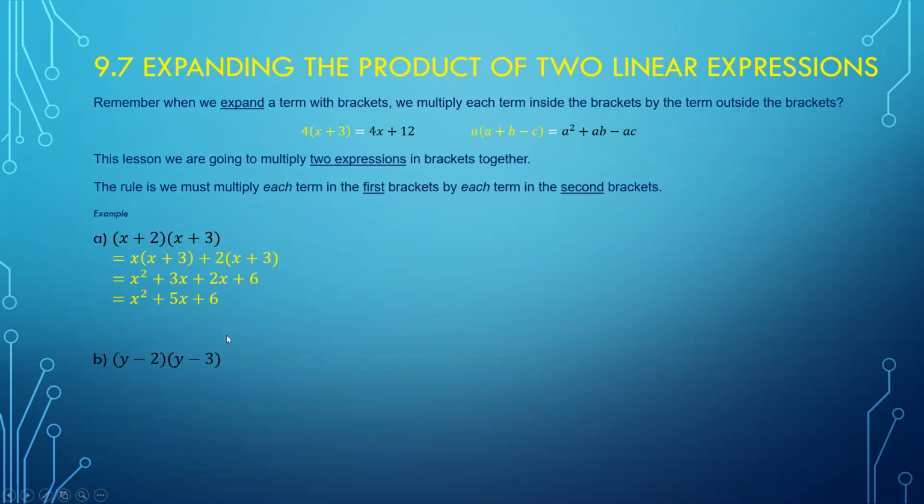Okay, let's see another example, which we have y minus 2 times y minus 3. As usual, we multiply the first term, y, by the whole second bracket, followed by minus 2 multiplied by the whole second bracket. Then we expand it one by one. Y times y, you get y squared, y times minus 3 gives minus 3y, and minus 2y, and be careful here: minus 2 times minus 3, we get a positive 6. This is a common mistake from students, so make sure you don't make it. Negative times negative gets positive.